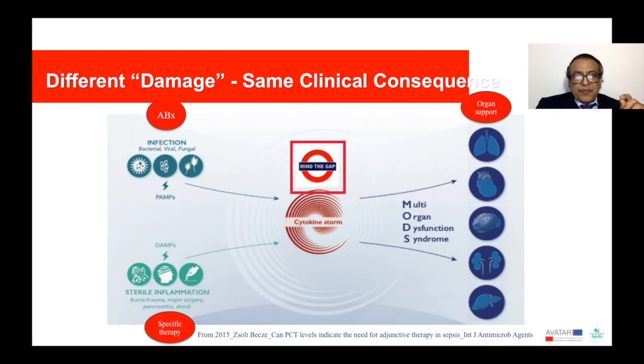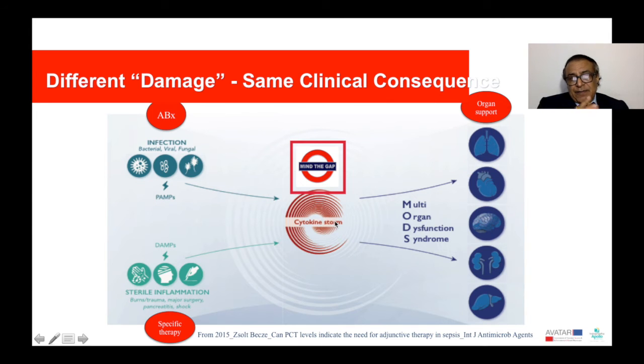Now, for infection, we use antibiotics. For sterile kinds of inflammation like burns, etc., we provide a specific treatment strategy. For organ failure, we provide organ support strategy. We need to work around this central medium, which leads to the transmission from this end to this end. Now, this is a cytokine storm.